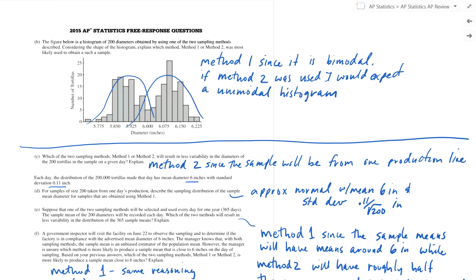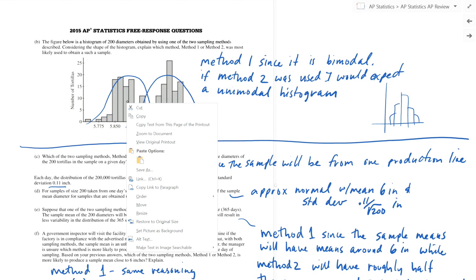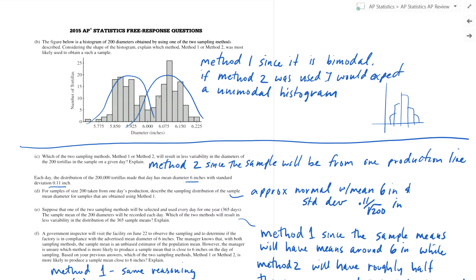Method 2 is you pick them all from one production line, then certainly your histogram would look like this, right? This is my tortillas from the one, not necessarily evenly distributed, but these are my tortillas from one production line. These are my tortillas from the other.